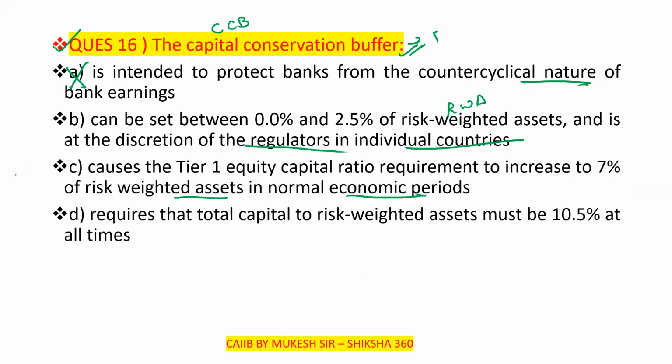So what is CET1, common equity tier 1 capital? It is 5.5%. Clear? Does anyone remember that? And we add a further 1.5% to make it 7%. Clear? To make it 7%. Hope now you are able to remember that.